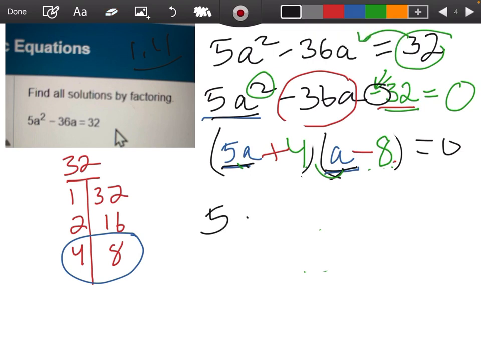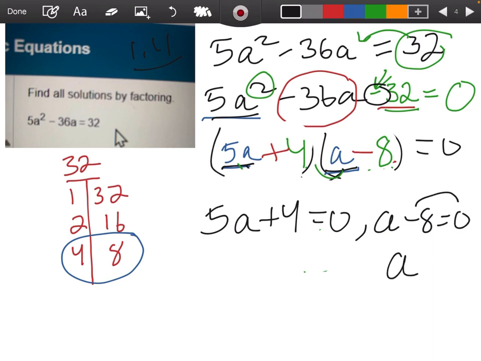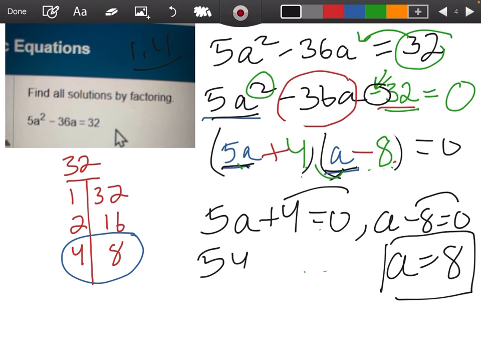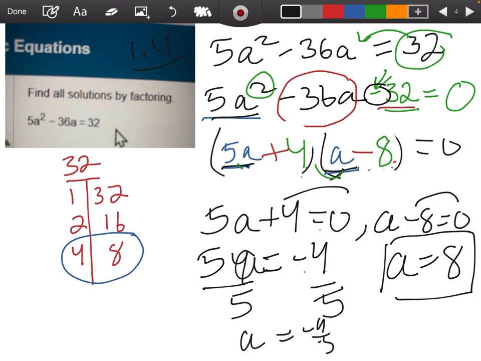We're going to take the first part, 5a plus 4 equals 0. We're going to take a minus 8 equals 0. Y'all, when we move that 8 over, it's negative, so it's going to become a positive 8. When we move that 4 over, it's positive right now, so it's going to become negative. Oops, sorry, it's supposed to be an a. And then if we divide everything by 5, we're coming up with negative 4 over 5.